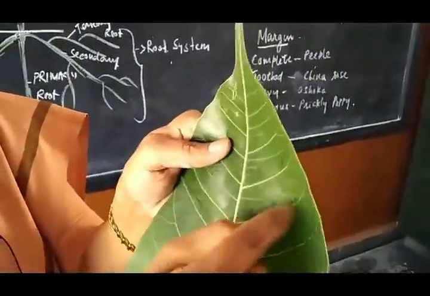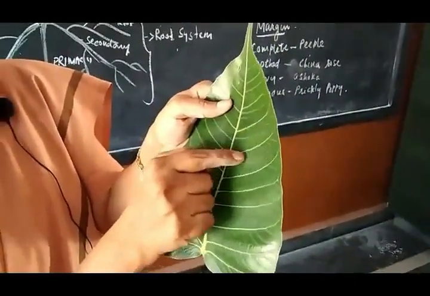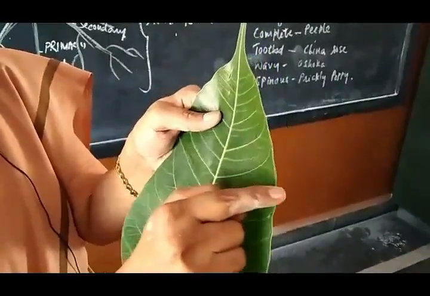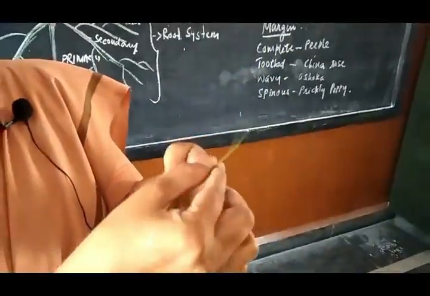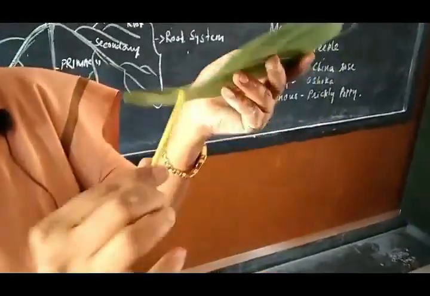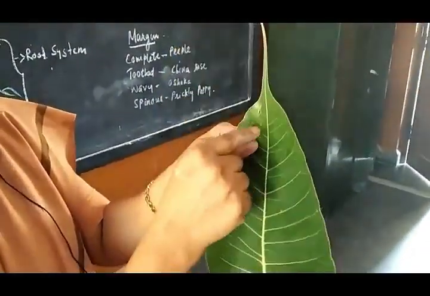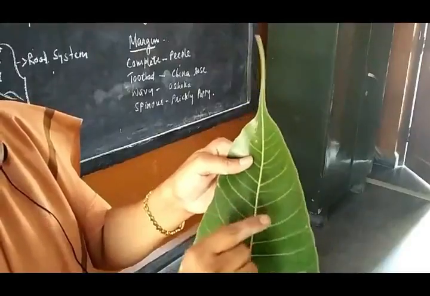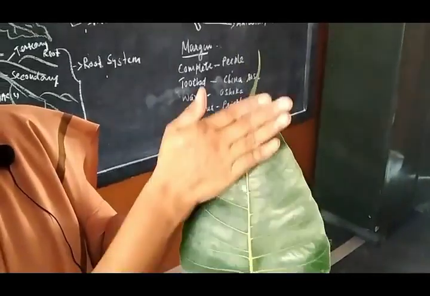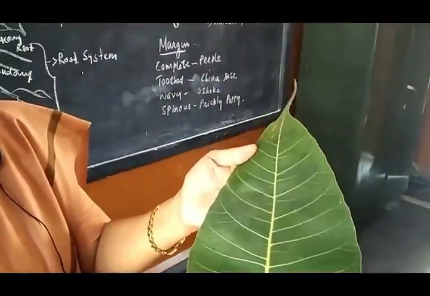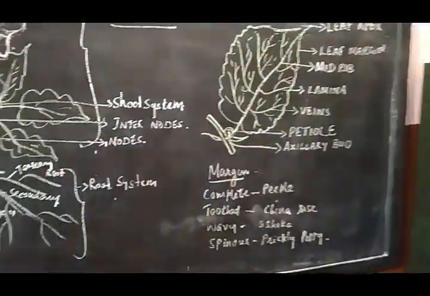These lines are called your veins. Then again you will see a lot of network. Small veins arising from a vein are called veinlets. This is called your margin and this is called your leaf apex. So the petiole is this, the leaf margin is this, the leaf apex is this, the midrib is this, the leaf vein is this, and the many branches of veins are called veinlets. The entire flat, green, broad surface is called your lamina. So that is about the external structure of the leaf.